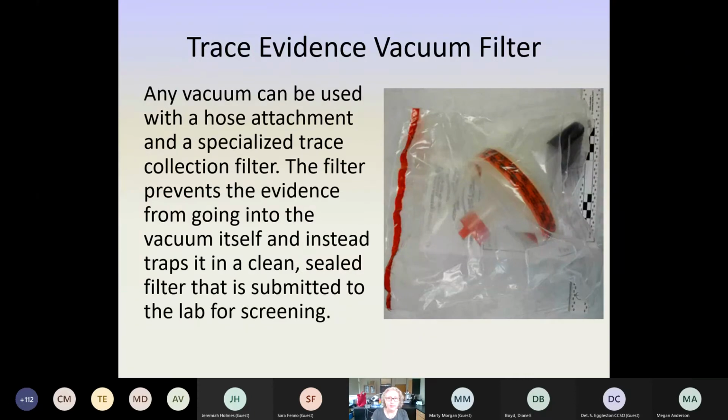So what is the trace evidence vacuum? It's not the vacuum itself, it's the filter that is the important part. It really can be used with any vacuum where you can have a hose attachment. And so the filter collects the trace evidence, it stops it from going into the vacuum itself, and it's collected in this sealed environment that is then submitted to us in the laboratory.